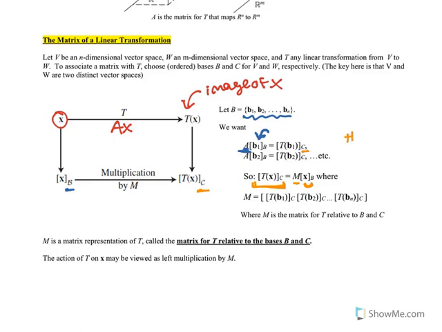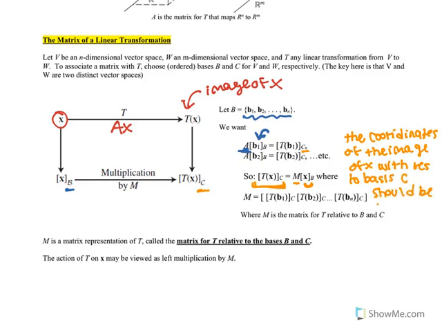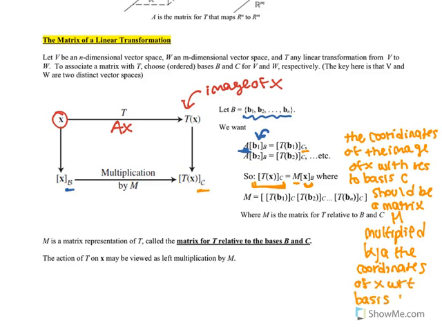Okay, so let me write that out. The coordinates of the image of X with respect to basis C should be a matrix M multiplied by the coordinates of X with respect to basis B. So again, going from B to C here.